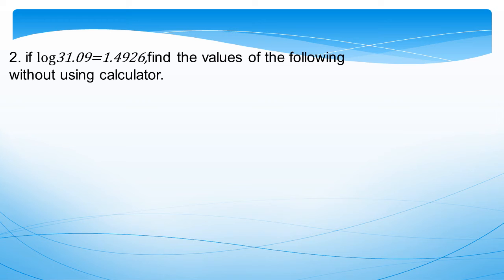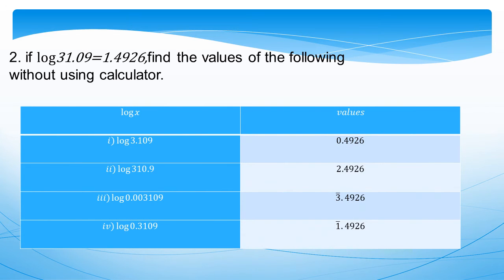If logarithm of 31.09 is equal to 1.4926, 1 is the characteristic and decimal 4926 is the mantissa. Find the value of the following without using a calculator. In the first part, logarithm of 3.109, decimal place after first digit, so characteristic is 0 and the mantissa part is as it is. In the second part, logarithm of 310.9. Now moving decimal from right to left, so the characteristic is 2 and the mantissa part is the same.